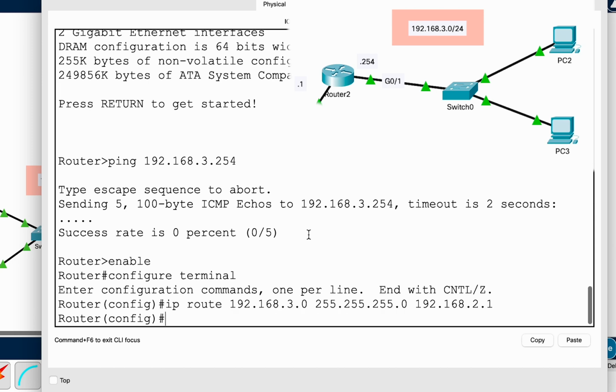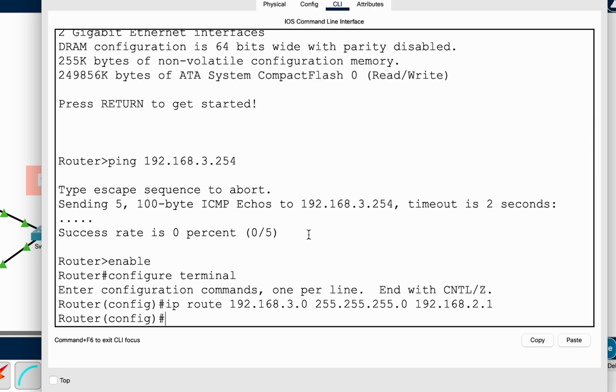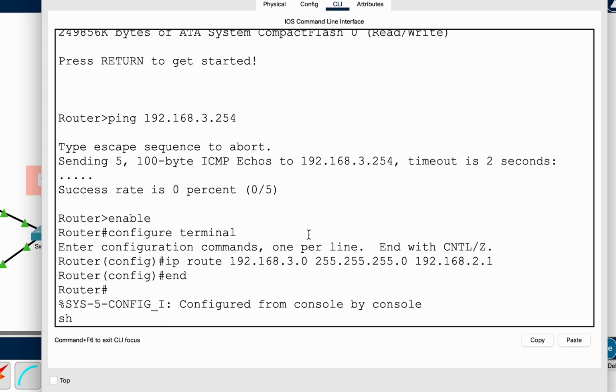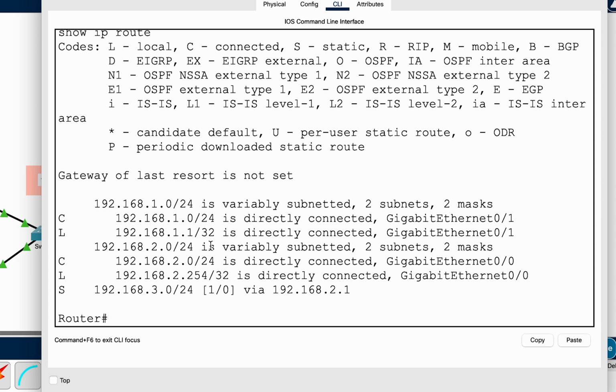Finally, the IP address of the neighboring router, 192.168.2.1. After issuing this command, router 1 will insert this static route to its routing table and will forward any packet destined to this network to its neighboring router. To verify that the command has been inserted to the routing table, type show ip route command in the router's privilege exec mode.